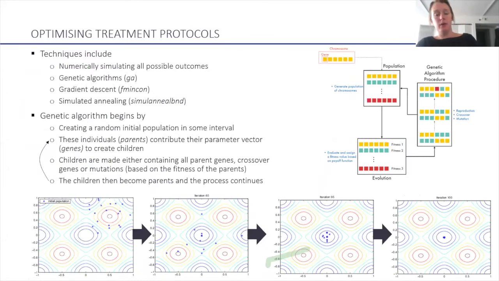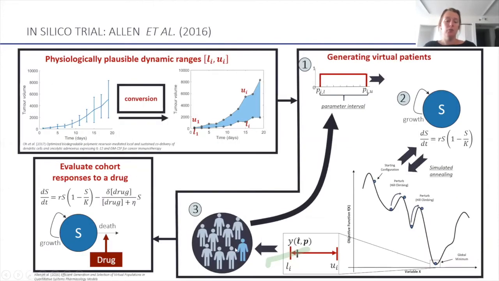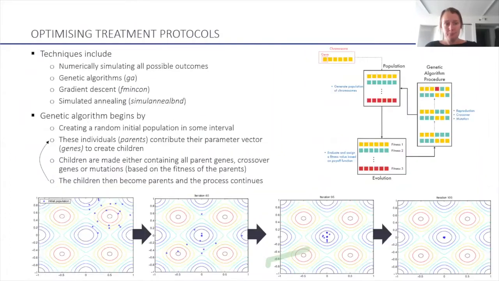Another really important aspect of computational cancer modeling is how you optimize treatment protocols. Once you have a cohort of patients, how do you then determine or evaluate what the optimal treatment protocol might be? One example is a genetic algorithm, but there are many others. Some people choose to just numerically simulate all possible outcomes, which can be computationally expensive depending on how many treatment options there are. There's genetic algorithms, gradient descent, and simulated annealing. I'll just go through genetic algorithms as an example, but a lot of them are similar-ish, but have different methods for how they actually get to that optimal point.